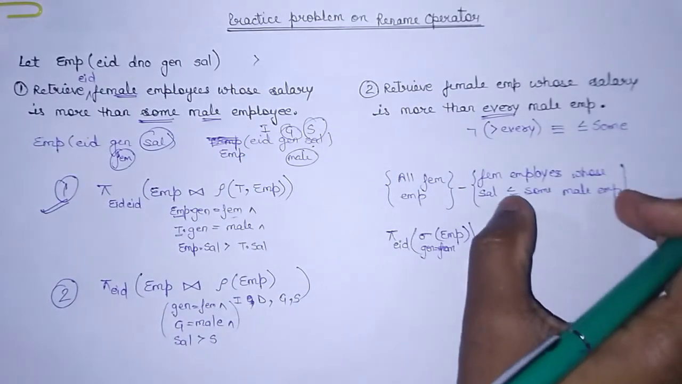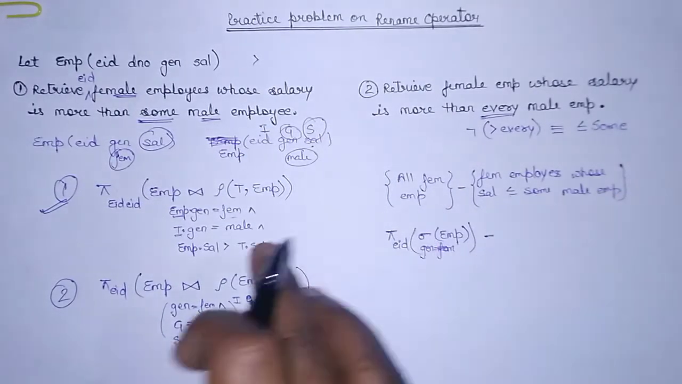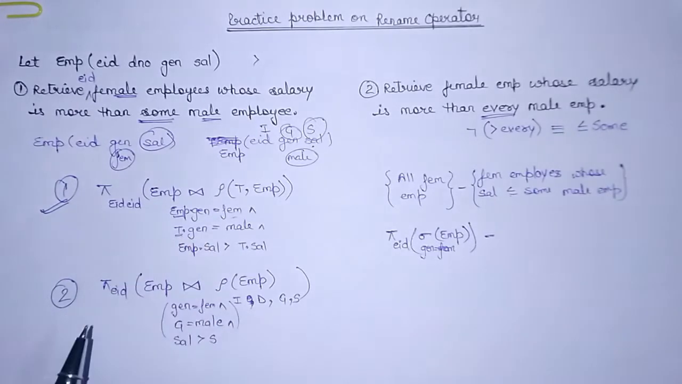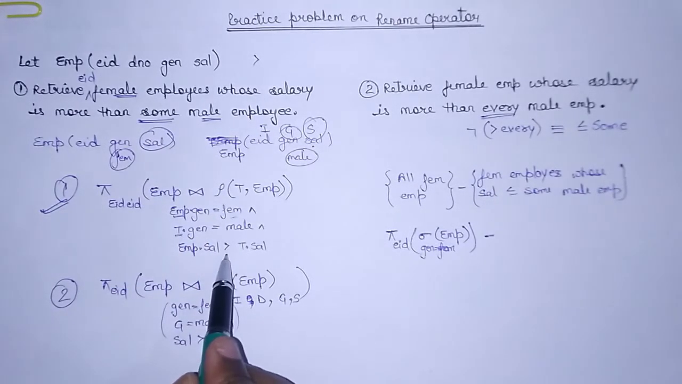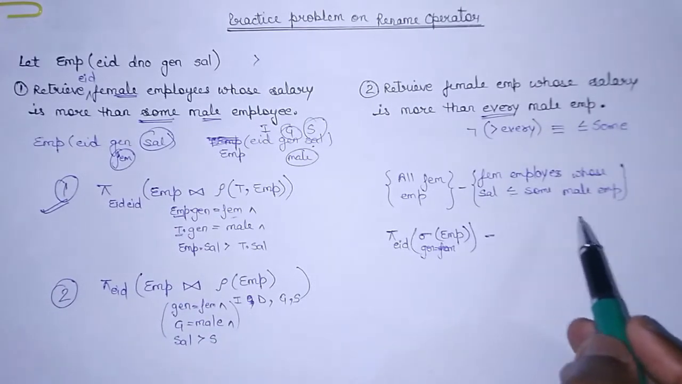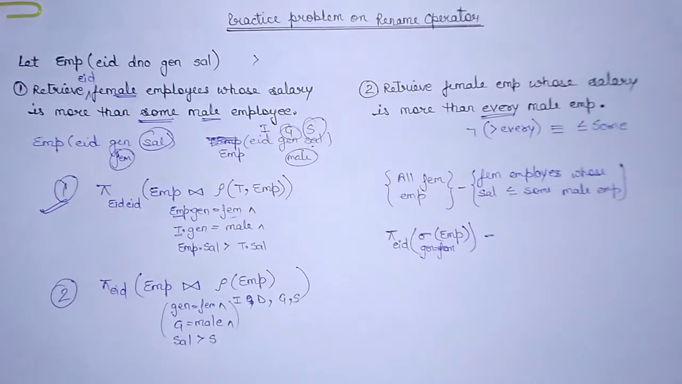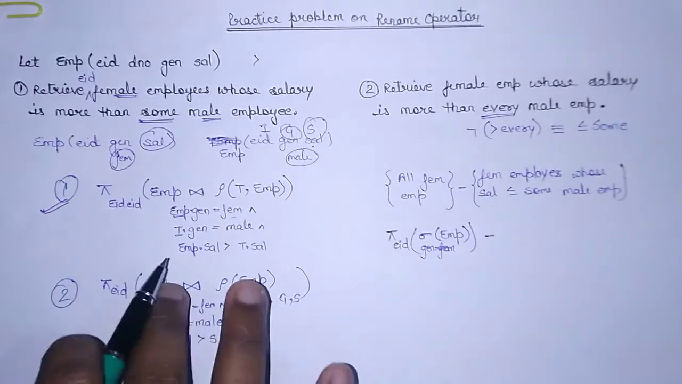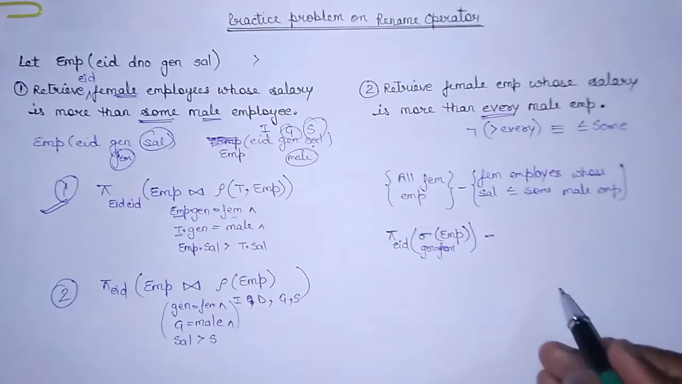Now I have to find this particular query. This is pretty much the same as this. The only condition which is changed here is this one. Here we are talking about the more than some. Here we are talking about the less than or equal to some, right? So there is no need to worry. Just go through this once. You will easily get this.